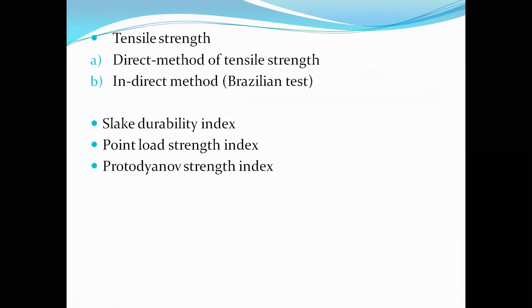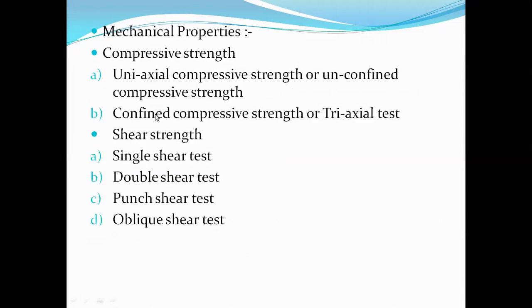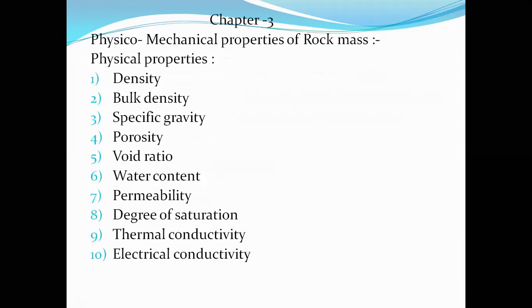Next one, tensile strength. There are different methods under that: the direct method and the indirect method. The indirect method is very important from the examination point of view, and is also known as the Brazilian test. Next, the other mechanical properties: slake durability index, point load strength index, and protodyakonov strength index. These are the various mechanical properties of rock mass.